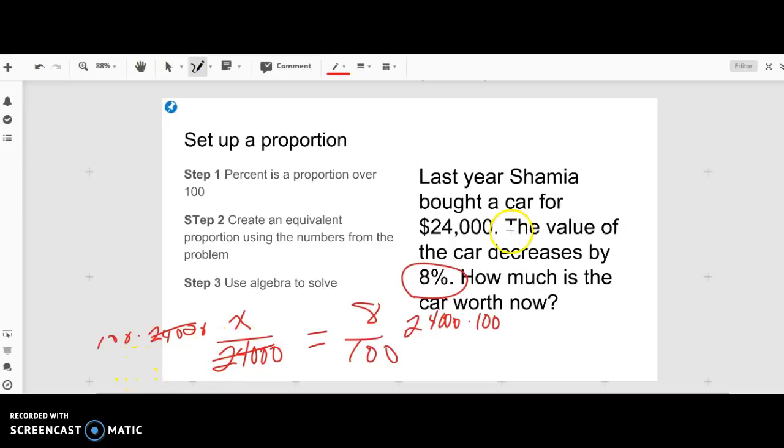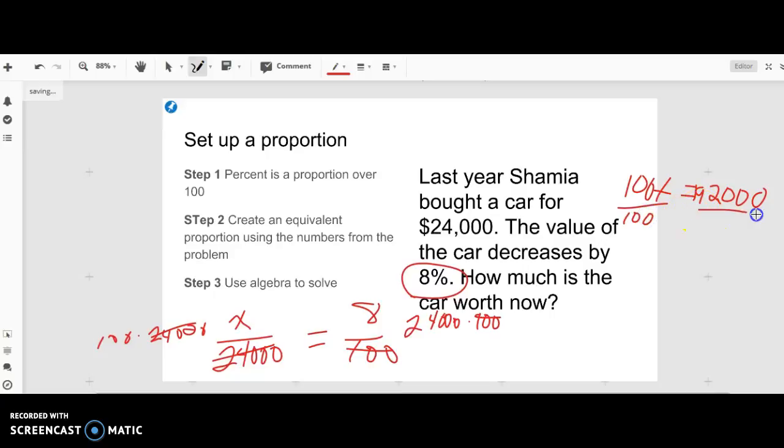So on the left, I have 100x. And on the right, 100 divided by 100 cancels out. So I've got 8 times 24,000. So that's going to have 3 zeros. And then 8 times 24, well, 4 times 8 is 32. And 8 times 2 is 16, plus 3 is 19. So I've got 192,000 on this side equals 100x.